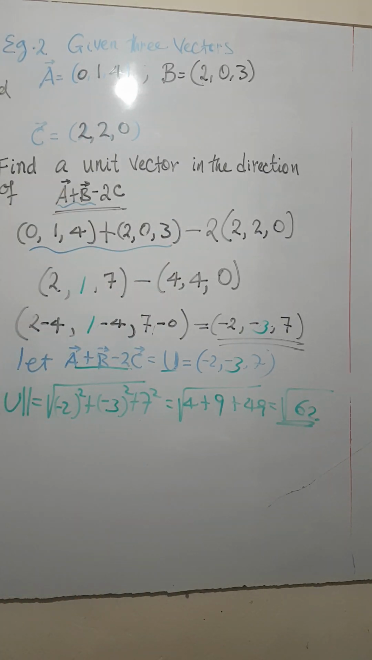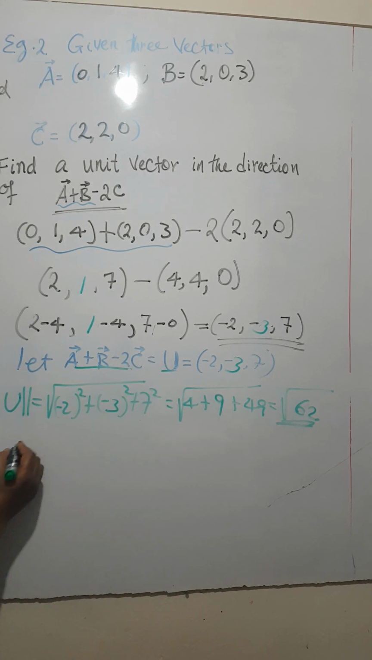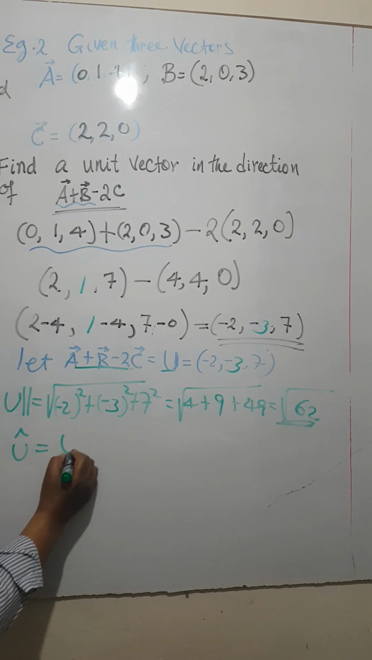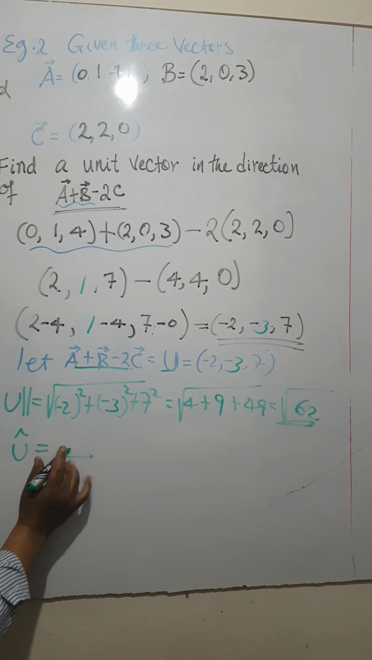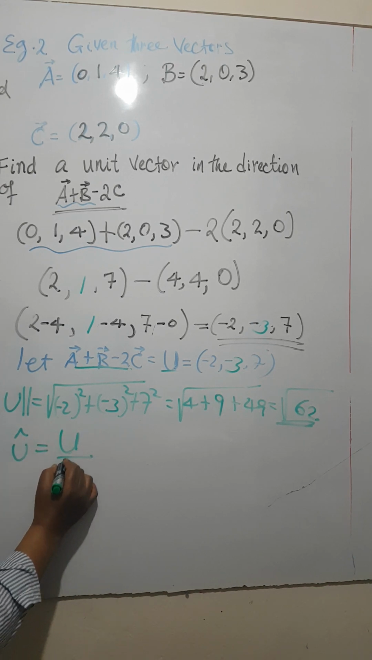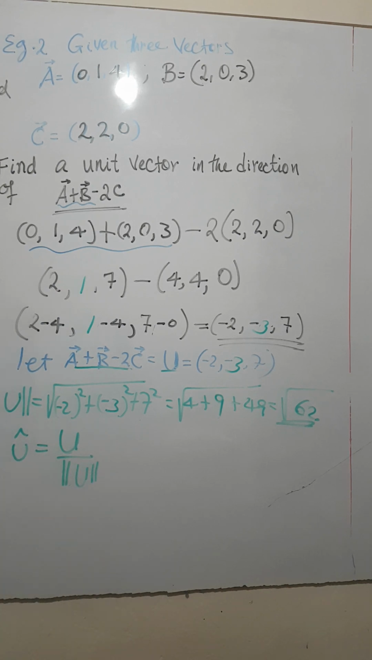After we do this, the unit vector along this vector, or the unit vector along u, is represented as u hat. So this is equal to the vector u divided by the norm of u.